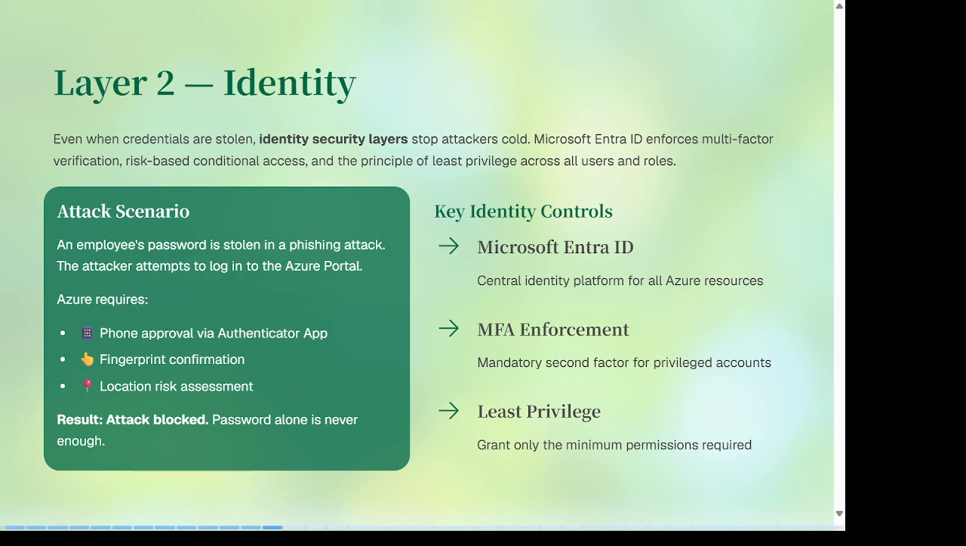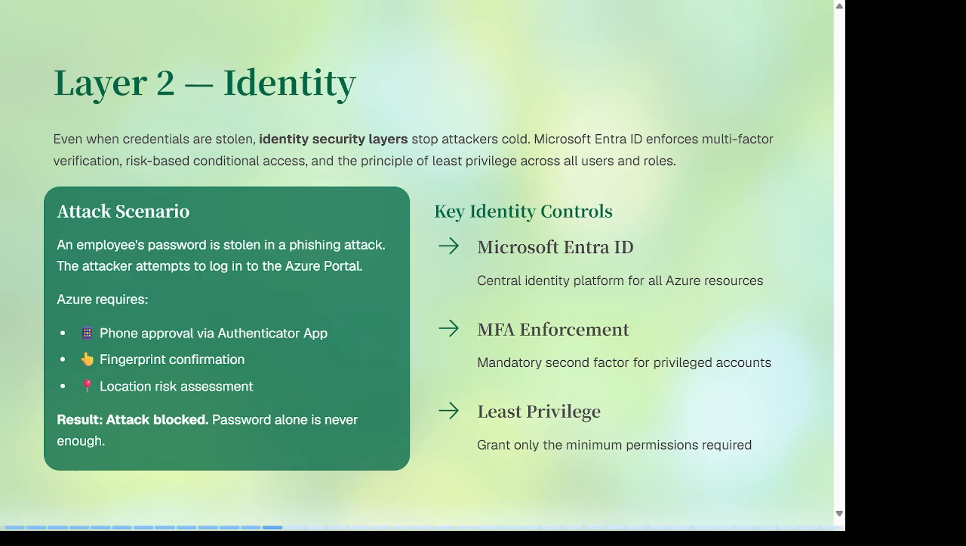But when it comes to biometric verification, the fingerprint has to come from you only, right? So this will not happen. It will be blocked. Even though the password was correct, the login fails because Azure detected that something was wrong with the context of the sign-in. Password alone is not enough anymore. This is the power of identity-based security.